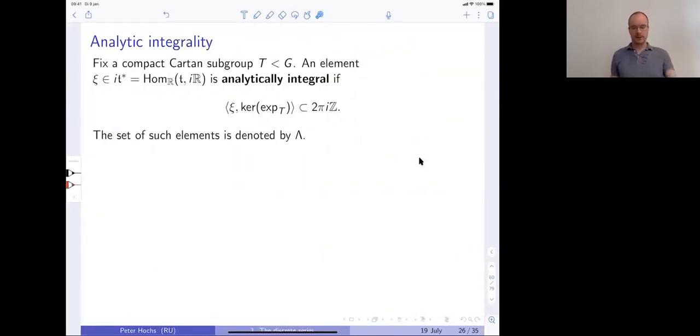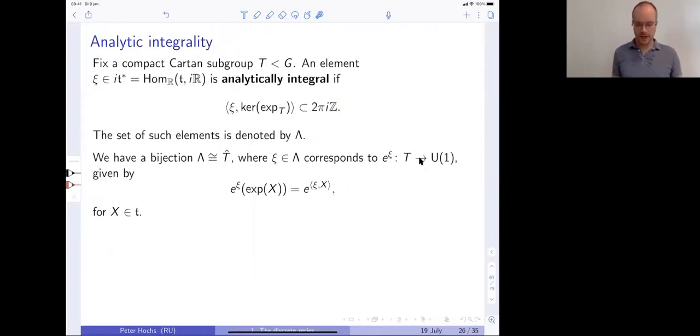Okay. To classify the discrete series, we need the notion of analytic integrality, which is this. I'm defining this for real linear functionals on the Lie algebra of a compact Cartan, with imaginary values in this case. It's analytically integral if, when you pair it with an element of the kernel of the exponential map, so x(t) going from t to t, it maps into 2 pi i times integers. And the set of elements that do this are denoted by lambda.